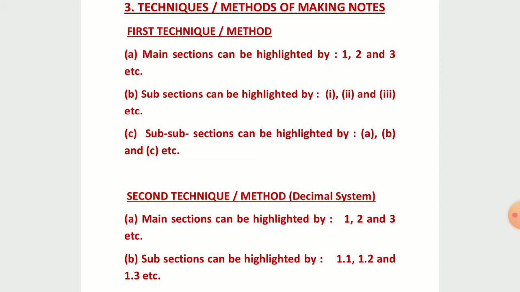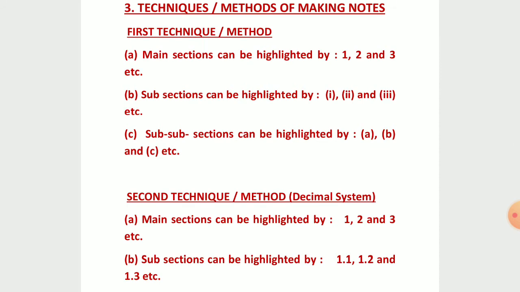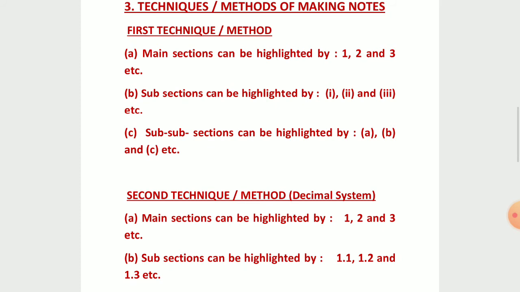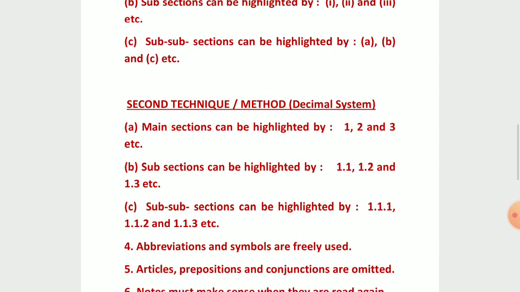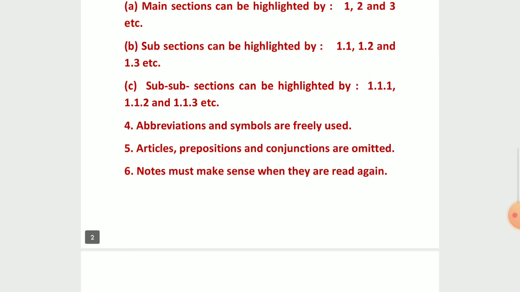So this is something you all should remember, that the main sections, or the main points, can be highlighted by numerals like 1, 2 and 3. Subpoints or subsections can be highlighted by Roman 1, Roman 2 and Roman 3. Subsections can be highlighted by A, B and C. Now let us proceed towards the second technique.